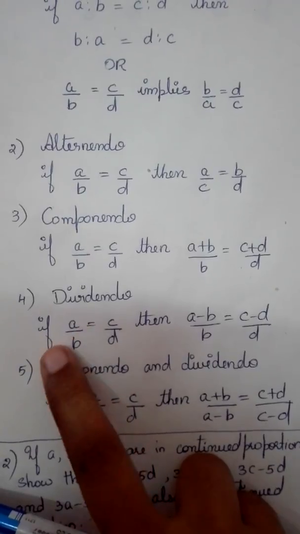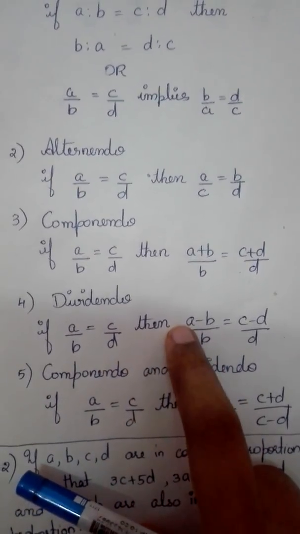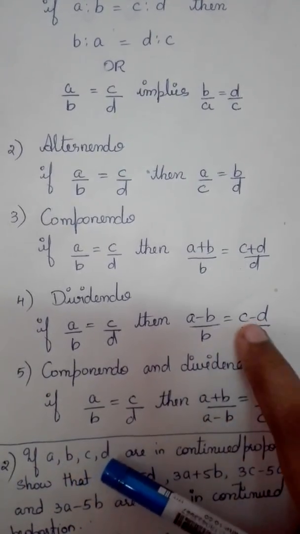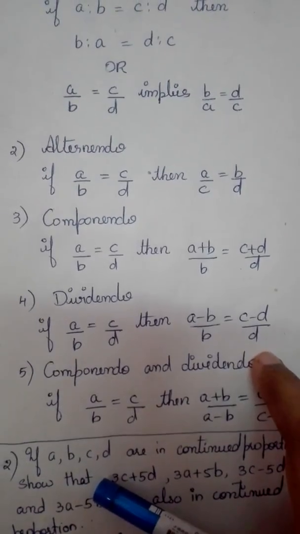That says similarly if A, B, C, D are in continued proportion, then the difference of A and B divided by B will be the same as the difference of C and D divided by D. Okay, so that is dividendo.